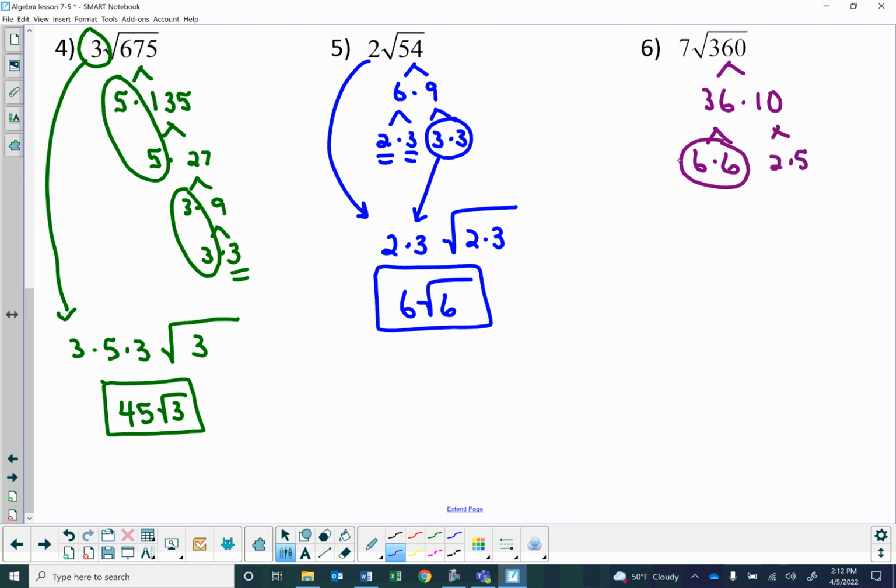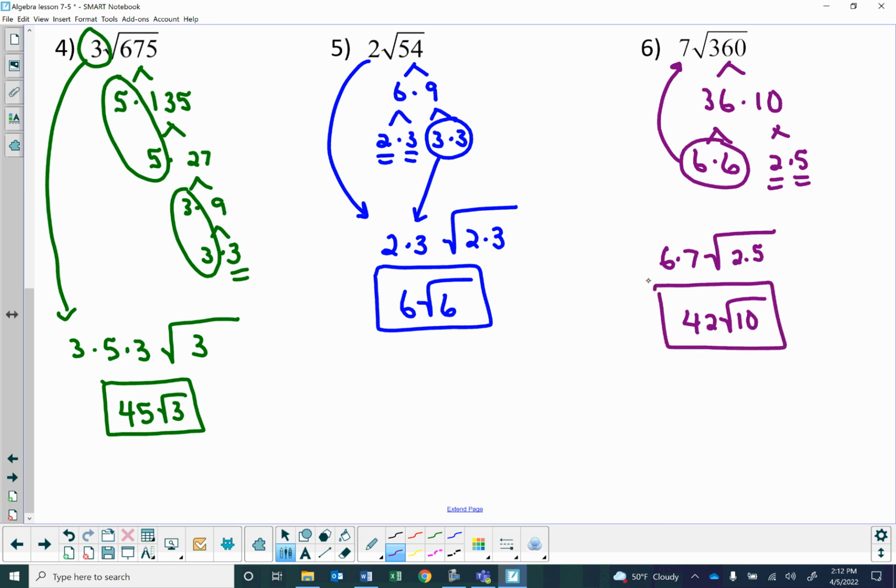So my 6 comes out. It gets multiplied by that 7 I already had. So 6 times 7. And underneath the radical, we have the 2 and the 5. So 6 times 7 is 42. 2 times 5 is 10. So 7 square roots of 360 breaks down to 42 root 10.